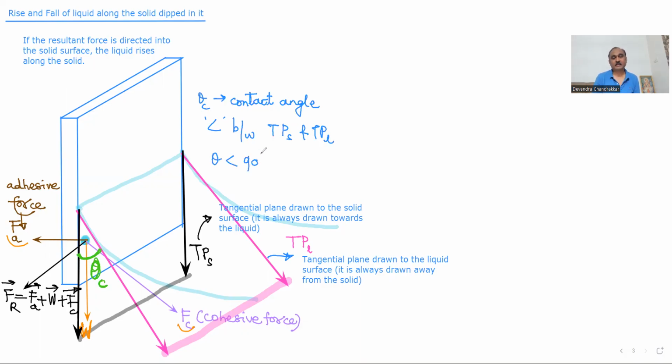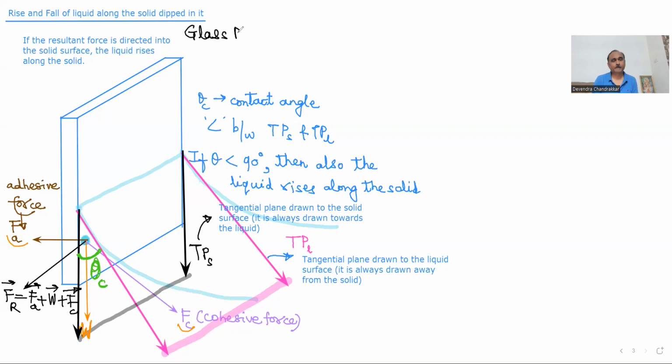So if theta is less than 90 degrees, that is, it is acute, then the fluid or the liquid rises along the solid. Now this was for, what was the combination here? It was glass plate plus water.